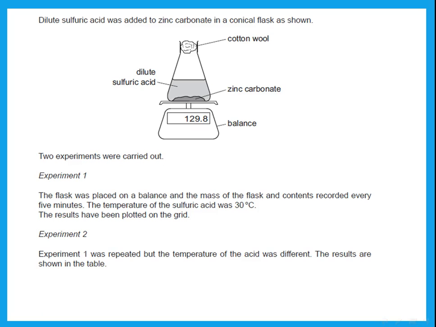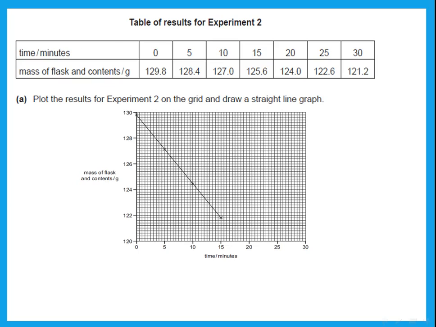Okay, this experiment has dilute sulfuric acid with zinc carbonate. So this is acid with carbonate that gives out carbon dioxide gas. Two experiments were carried out. The flask was placed on a balance and the mass of the flask and contents recorded every 5 minutes. The temperature of sulfuric acid was 30. The results have been plotted on the grid. Now experiment 1 was repeated, but the temperature was different. So he gives you one of the experiments and he tells you to plot the other experiment.